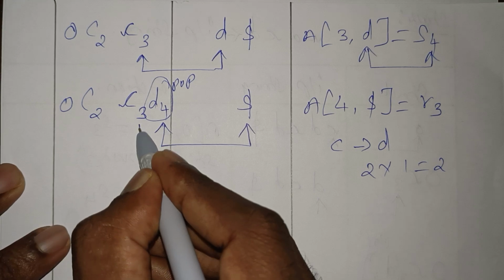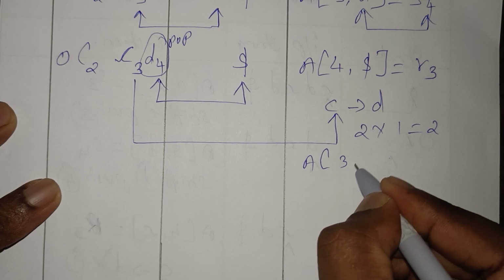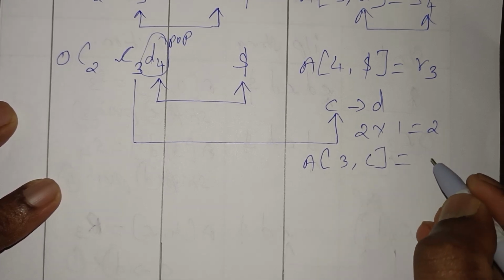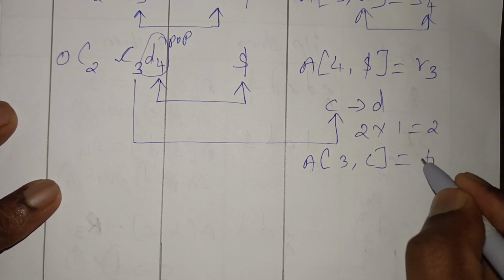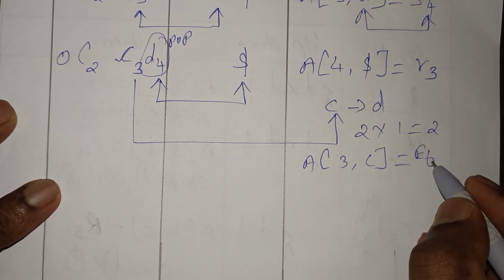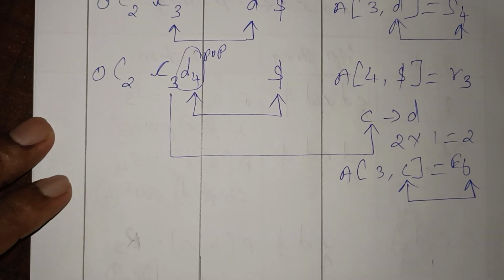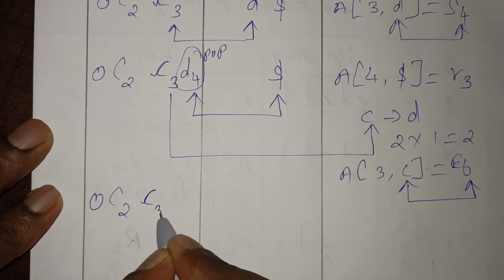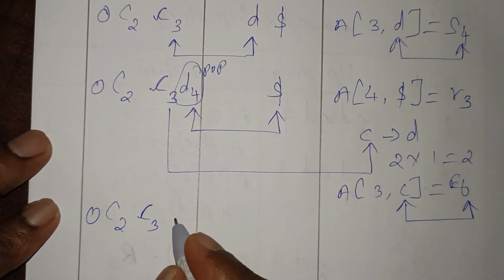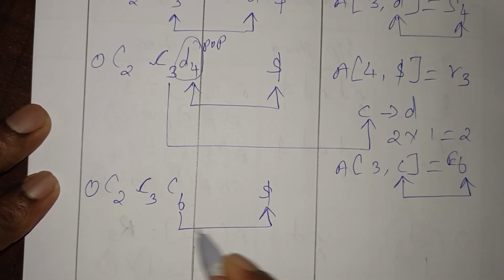Now, whenever the reduction comes, we need to compare with the action. So action of 3 comma capital C, we got E6. That means you need to take this 6, that is E6. So whenever you are comparing this, we need to push and shift. So what exactly am I getting after this? 0 C2 small c3, the popped elements have gone away, so we have capital C and 6. Now it is dollar. Now I'm comparing this 6 with this dollar.